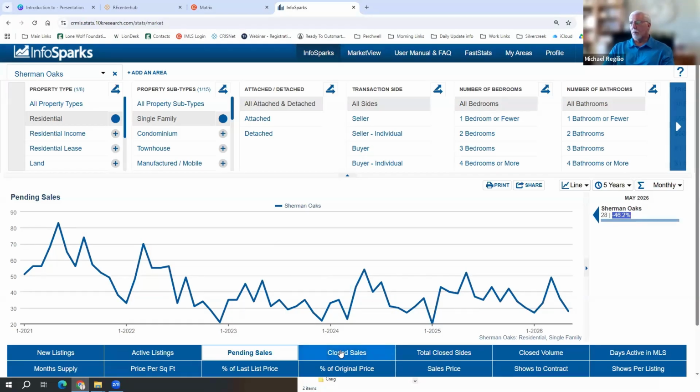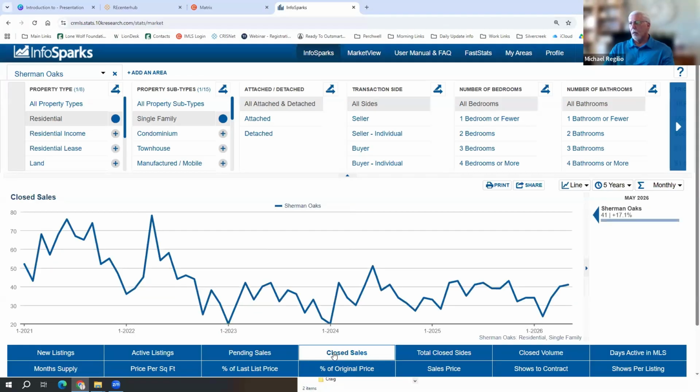So that lets us know the market's slowing down, right? We'll see here that overall it's telling us that the market is slowing or has slowed. The number of closed sales per month. So this lets us know. So we had a couple of good months in March and April, right, for listings and pendings.